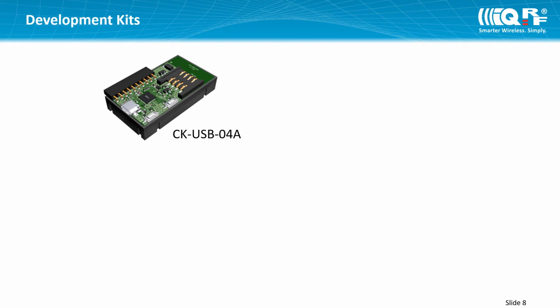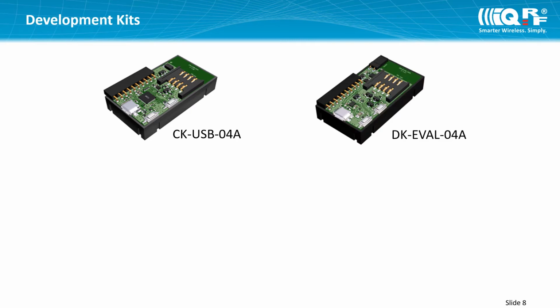The basic development kit is the CKUSB 04A. Anybody who plays with IQRF needs at least one. This kit is typically connected to the IQRF IDE via USB and works as an uploader, debugger, or as a USB gateway for the network coordinator. The second basic kit is the DK-Eval 04A with the accumulator inside.